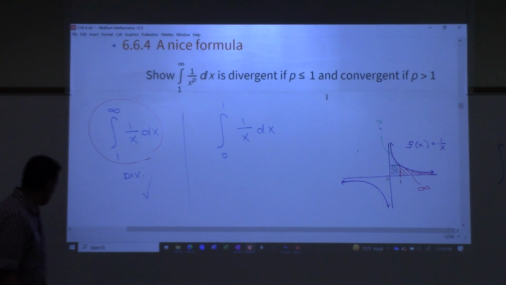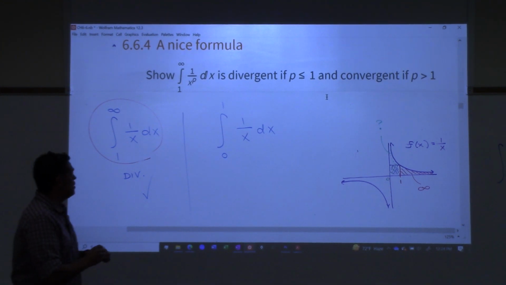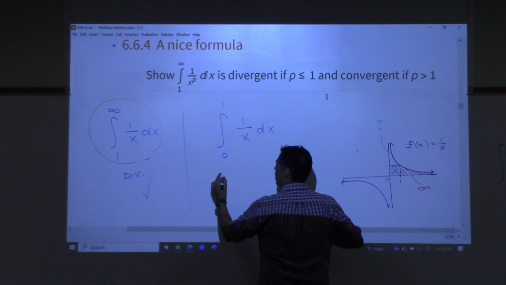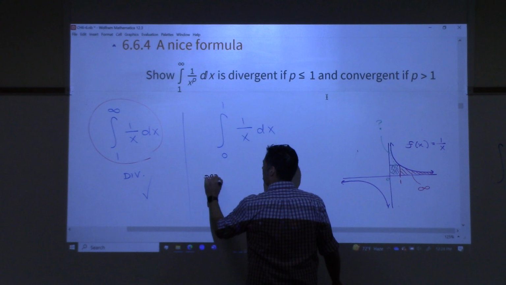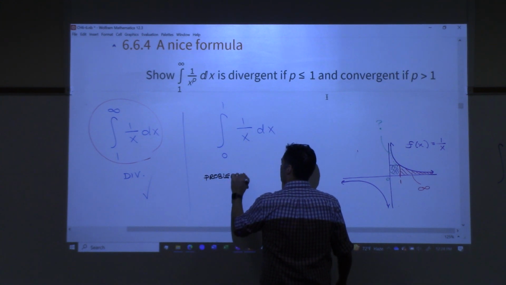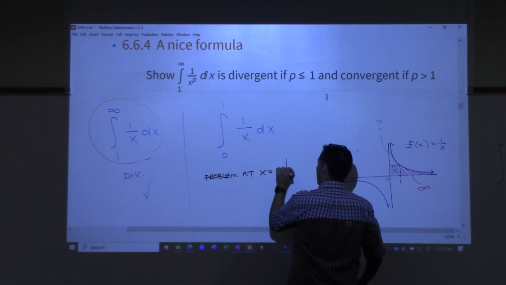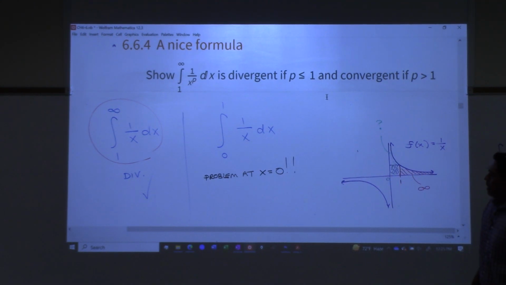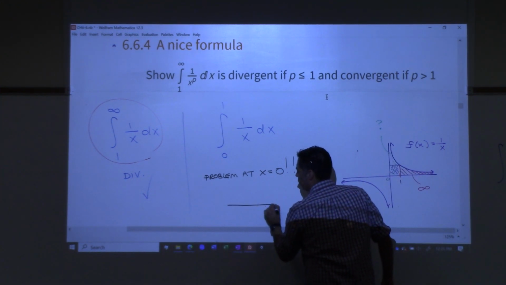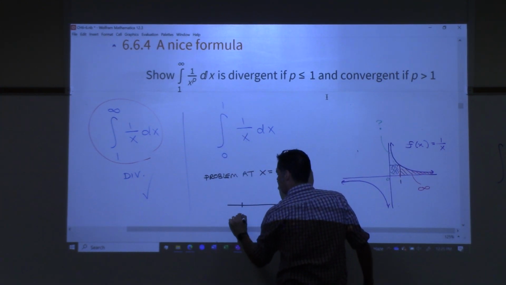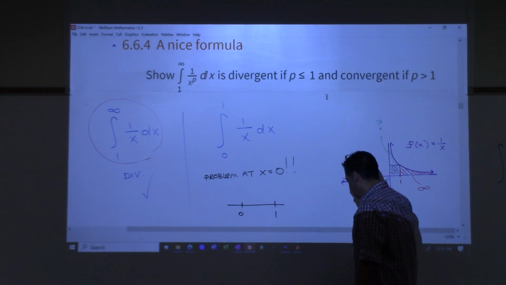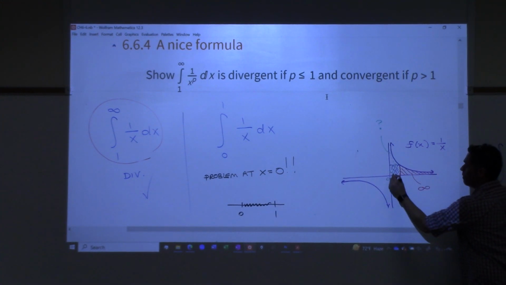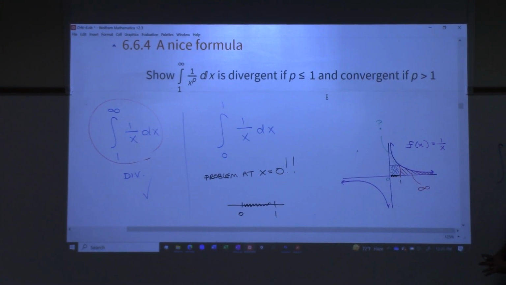So I'm going to go through this procedure the way that I do these problems. I start the problem, I look at it, and I realize I have a problem at x equals 0. And then what I do is I draw a number line, and I draw my interval, 0 to 1. This is the piece I'm interested in, from here to here.